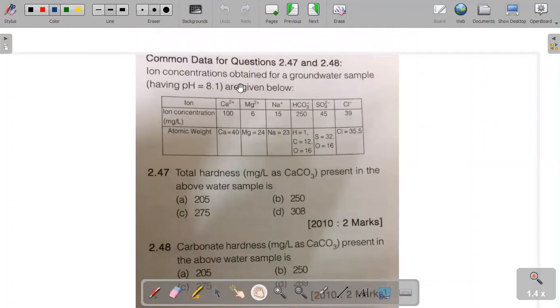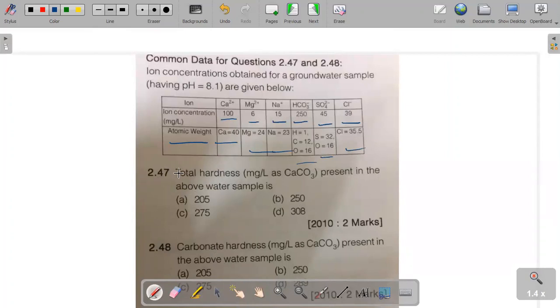Here we have ion concentration obtained for a groundwater sample having pH 8.1, given below. We have ion concentration for Ca2 plus it's 100, for Mg2 plus it's 6, for Na plus it's 15, HCO3 minus 250, SO4 2 minus 45, and Cl minus 39. And we are given the respective atomic weights for Ca, Mg, Na, H, C, O, S and Cl. And we need to find here again total hardness and carbonate hardness.